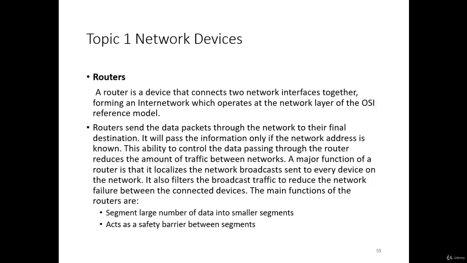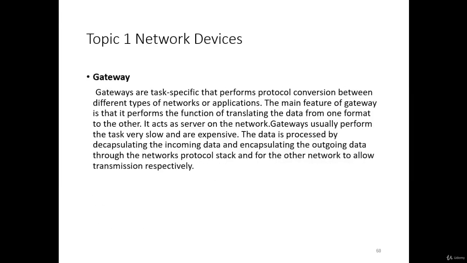A major function of a router is that it localizes the network broadcast sent to every device on the network. It also filters the broadcast traffic to reduce the network failure between the connected devices. The main functions of routers are to segment large amounts of data into smaller segments and to act as a safety barrier between segments. Gateway. Gateways are task specific and perform protocol conversion between different types of networks or applications.